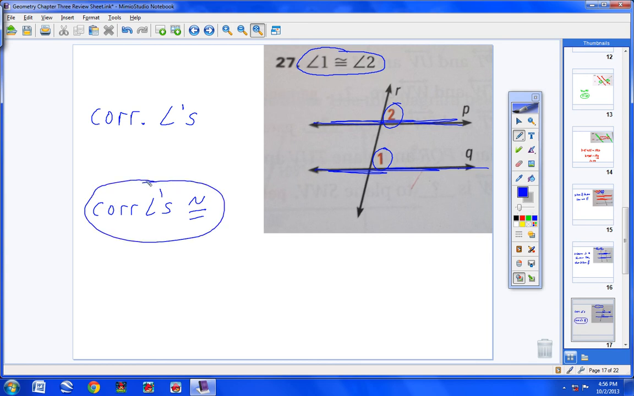When two lines are intersected by a transversal in such a way that the corresponding angles are congruent, then the two lines are parallel. So we know P and Q are parallel because the corresponding angles are congruent. How do you know 1 and 2 are congruent, Mr. Earhart? Because they gave it to you right here. Look, right here. Angle 1 is congruent to angle 2.